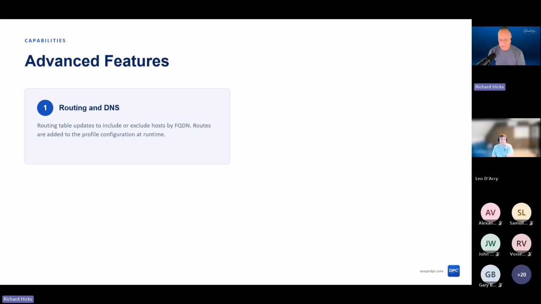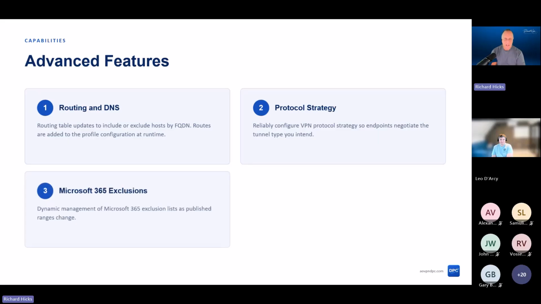So talking about advanced features, I want to talk about a few of them. There's some really cool stuff built into DPC. Some of the ones I want to highlight are things like routing and DNS. So you have the ability to create routes from DNS resolution. We're going to talk about that more in a second. Protocol strategy. This is a crucial one because Microsoft tried to implement this and it's borked. It doesn't work. So many customers want to adjust their protocol strategy. And if you're trying to use native CSP, it doesn't work.